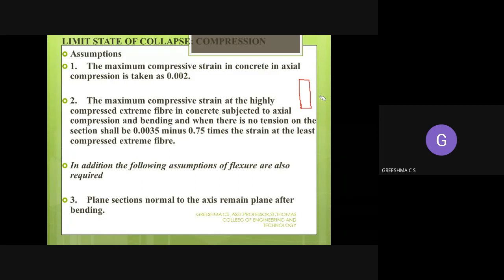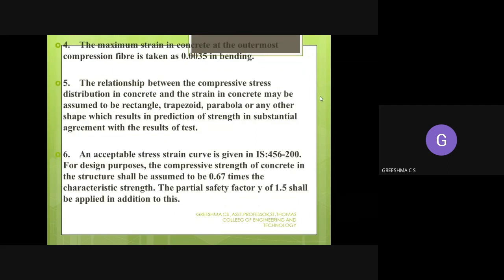Elastic theory means that when the load is applied, the object will be deformed, and once the load has been removed, the object will regain its position. So same here: plane sections normal to the axis remain plane after the bending. Once the load has been applied, it has bent, and after the bending, when the load is removed, it will remain plane itself.